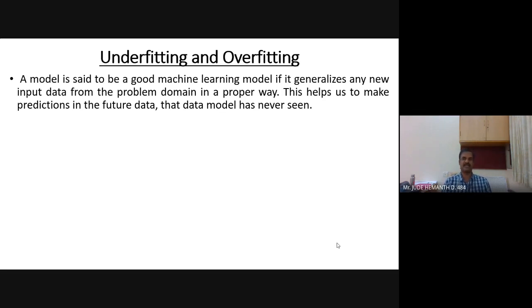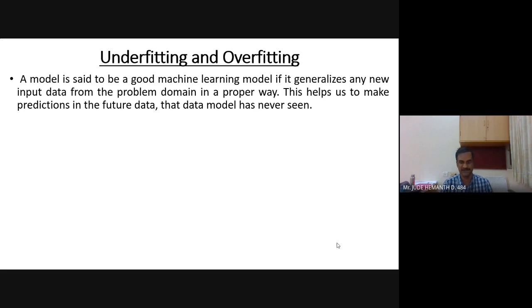If it generalizes to any new input data from the problem domain in a proper way, it finds a perfect relation between your input and target. Once it is learned or trained with that specific data, it can take a decision on data it has never seen, which we call the training process and the testing process, which we saw in the first unit. We have a training process, a learner and a reasoner. So this helps us make predictions on future data that the model has never seen.